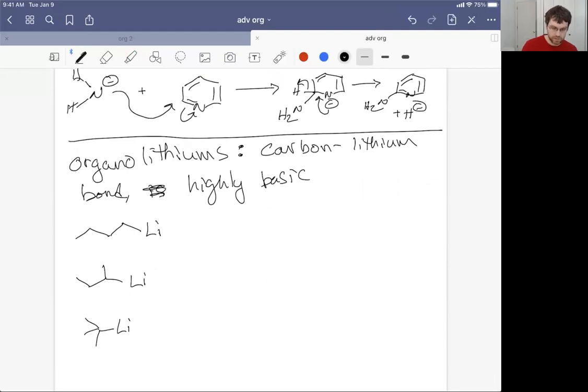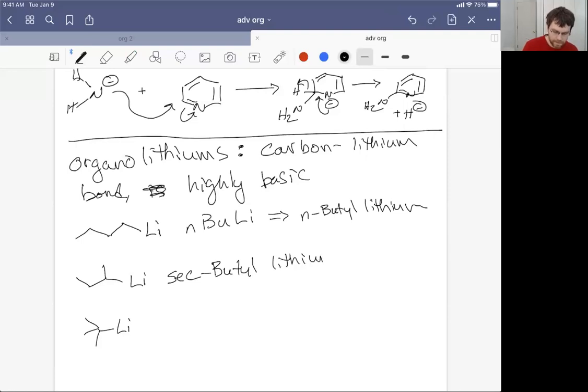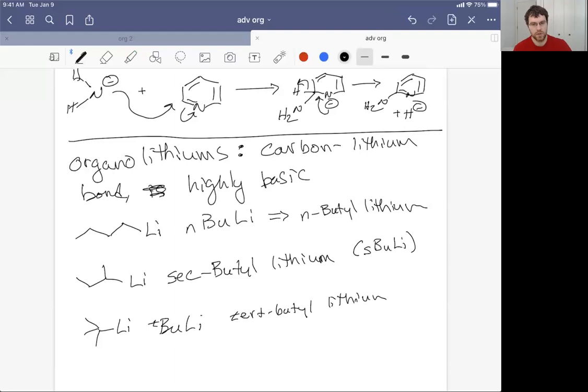Now, to tell the difference between all of these, we just name them. For the first one, we call this n-butyl lithium, n referring to normal butyl as opposed to an isobutyl. The second one is called sec-butyl lithium. We have a methyl group on a secondary carbon, and so that's where we get the sec-butyl isomer. And then the last one is t-butyl lithium. I believe we could abbreviate this as s-butyl lithium, but I've never really seen too many people actually do that. But t-butyl lithium, this is what you would abbreviate it as, and you could call it tert-butyl lithium. So we have normal butyl, sec-butyl, and tert-butyl lithium.